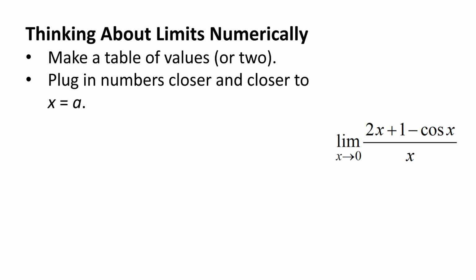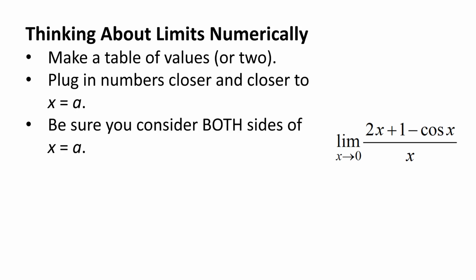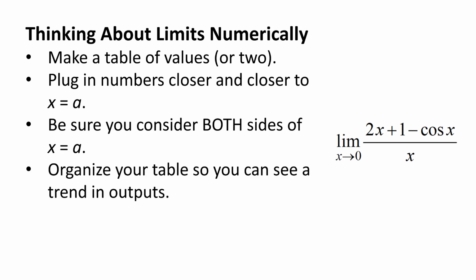But remember, we're not really interested in what happens at x equals 0. We want to be sure that we consider both sides of x equals a, just like when we looked at the graph, we had to look at both sides and make sure those were doing the same thing. So when we look at this example, we'll want to make sure that we plug in numbers on both sides of x equals 0. That's why we'll really have two tables, one for one side and one for the other side.